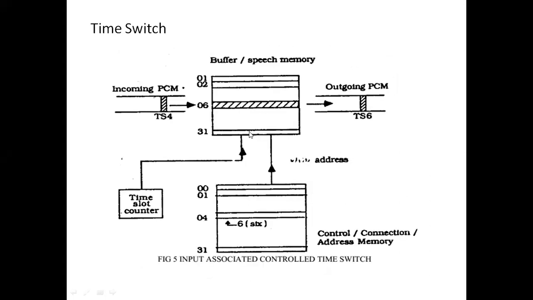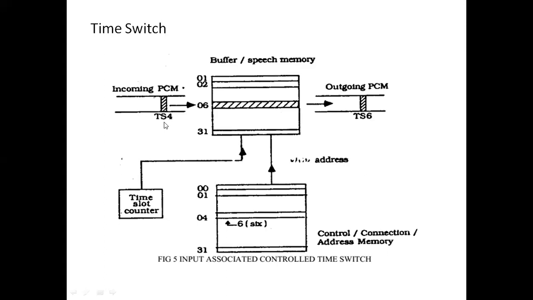When it comes to time switching, let's say I have one incoming PCM highway and one outgoing PCM highway. Remember, we are not considering some m number of incoming and n number of outgoing PCM highways. We are only considering one PCM highway, which could be of 32 channels or 24 channels. In time switching, a particular time slot has to be transferred into a different time slot, at a different point of time.